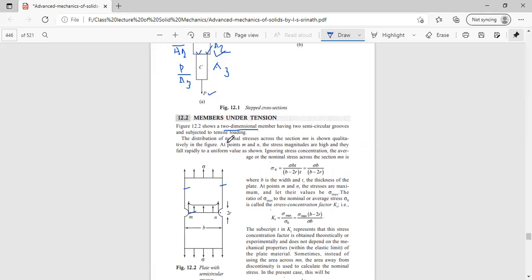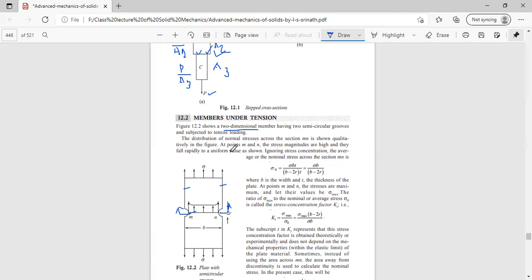For the distribution of the normal stresses across this section, we can take the section MN at the minimum cross-sectional area, where the cross-sectional area is minimum. We take a section here at MN itself. At points M and N, the stress magnitudes are much higher than at other points throughout this shaft. Here, at points M and N, it is the maximum itself.